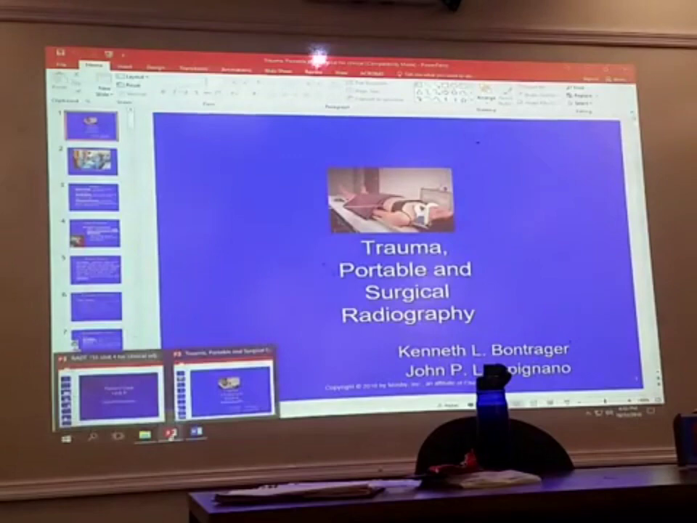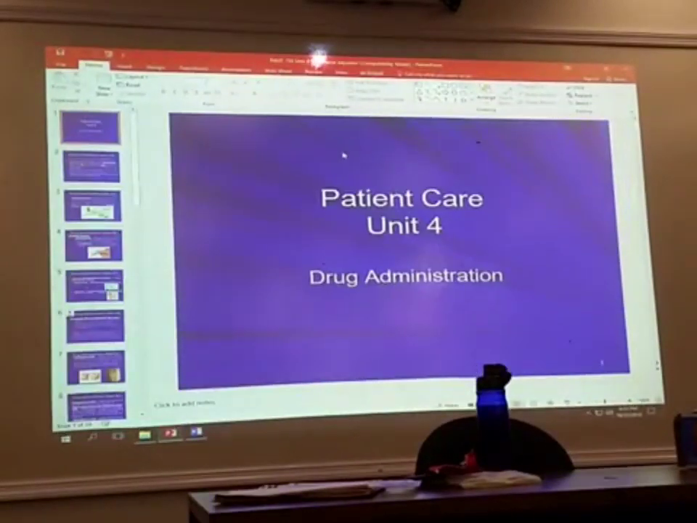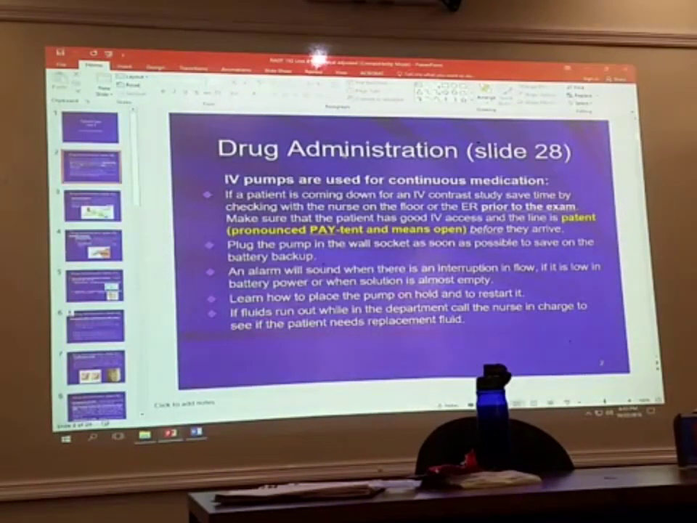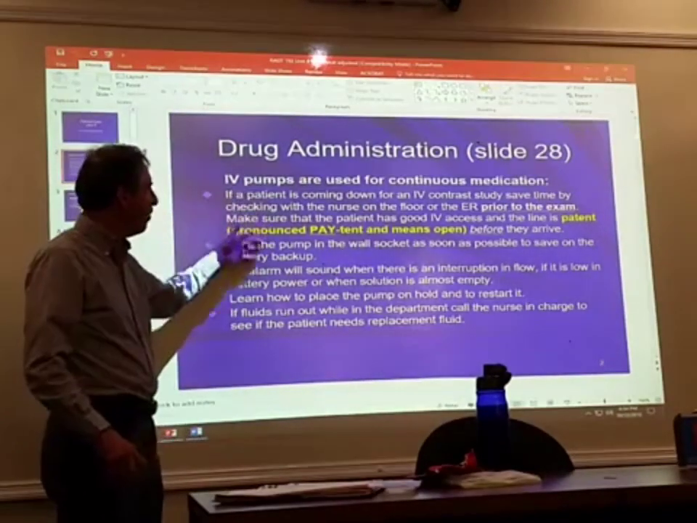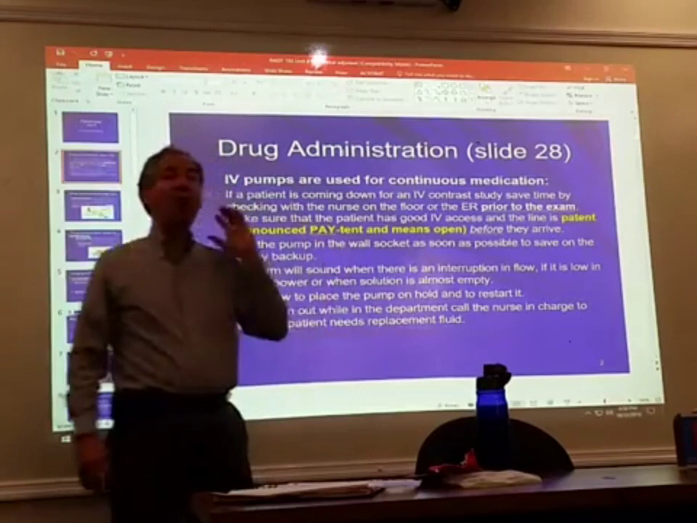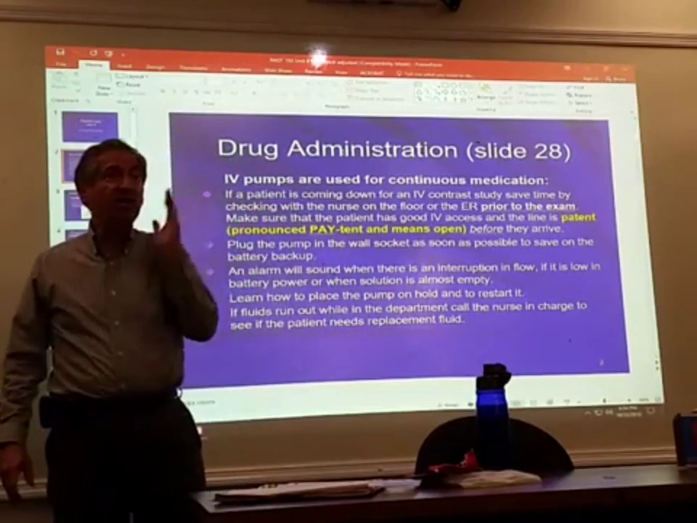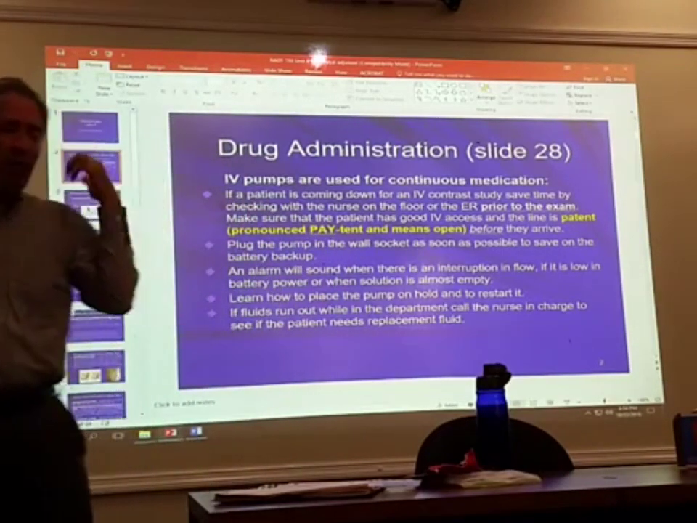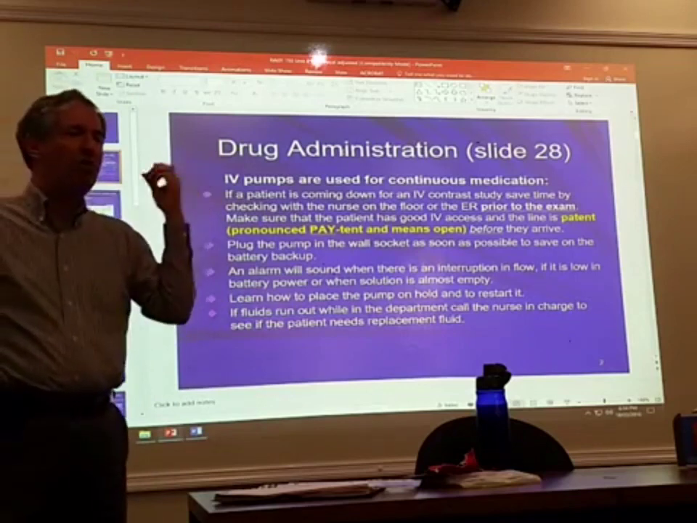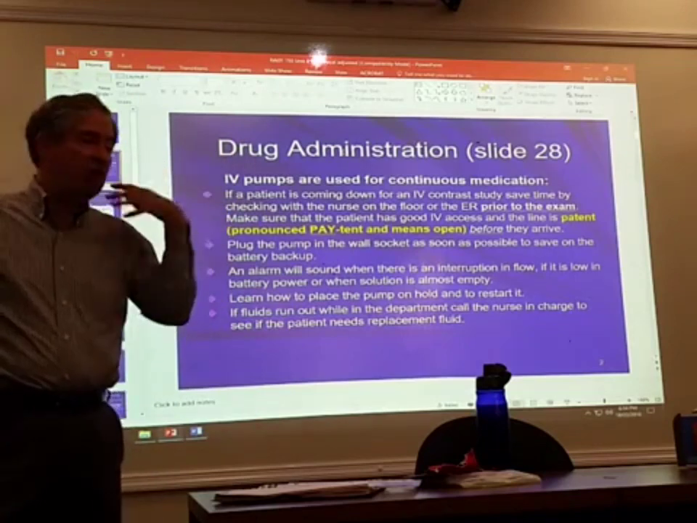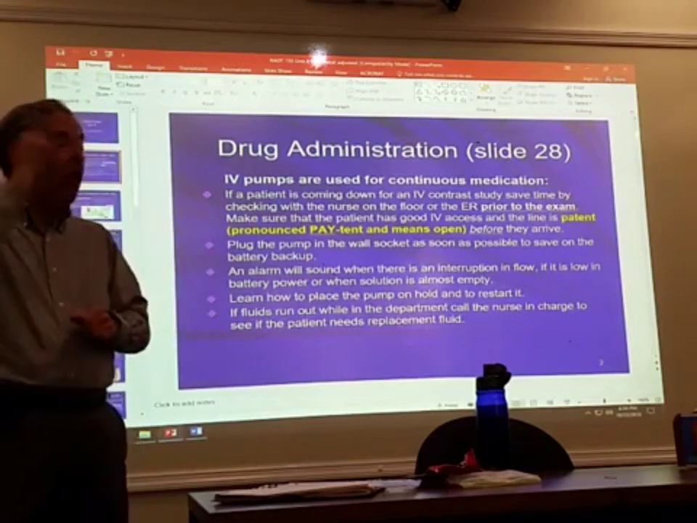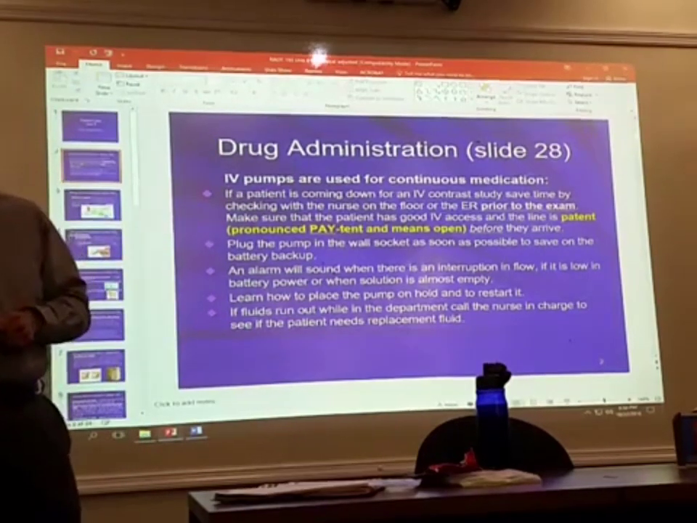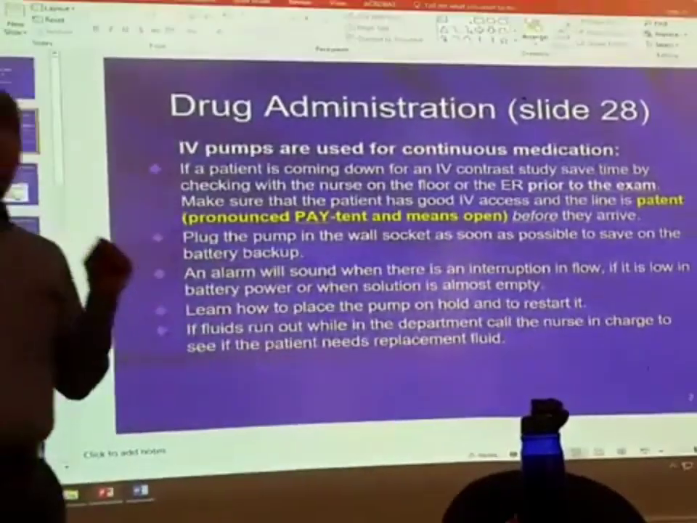The fourth one here, let me go over this here, in terms of drug administration. So just understanding here a little bit about IV pumps. It's important to know what the word patent means. You've heard that? So, if you call up a floor, one of the best things to do is call the floor up and find out, hey, how's this Mr. Jones, we're bringing him down for a contrast study. How's his IV? Oh, it's patent. Oh, that's fine, but is it open? So patent means open, okay?